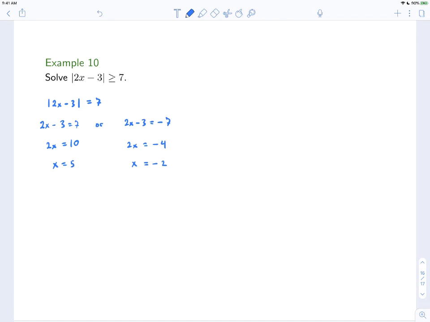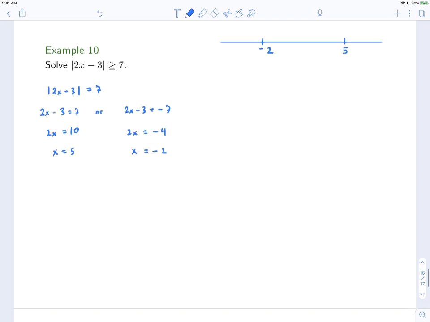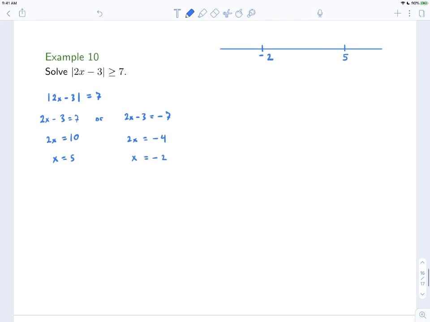So we're going to draw a number line. Let me just put it over here this time in the upper right. And I'm going to put negative 2 here, and I'm going to put 5 here. It doesn't really matter where they go on the number line as long as 5 is to the right of negative 2. Okay, so now we need to just check each one of these intervals.